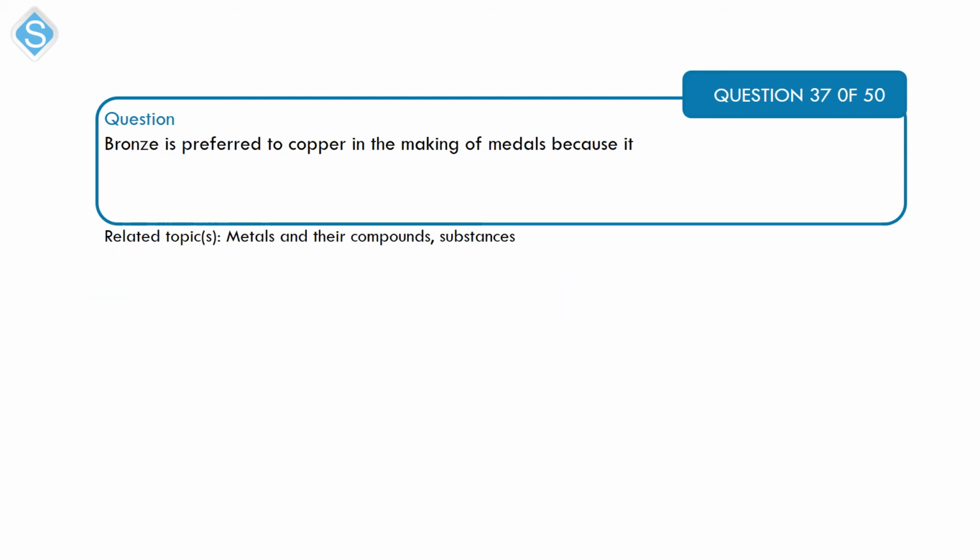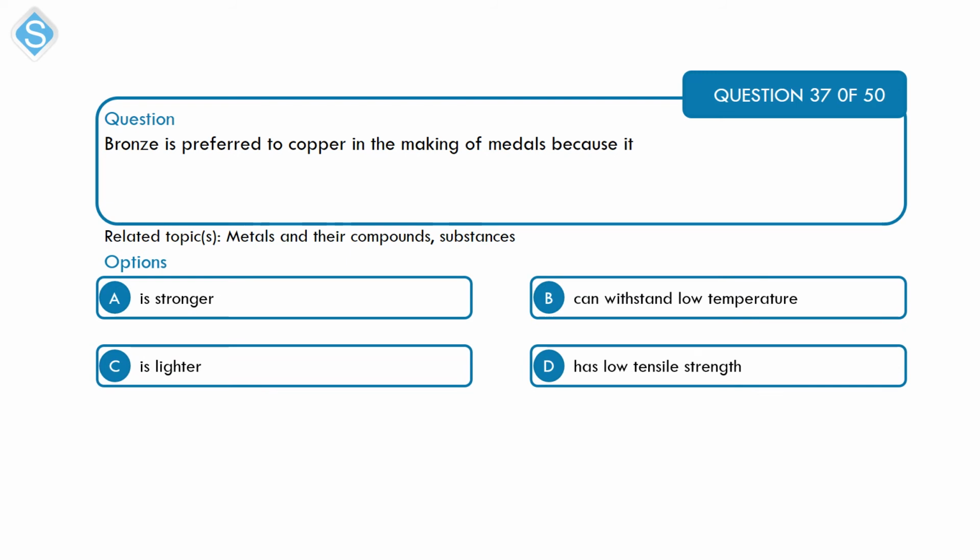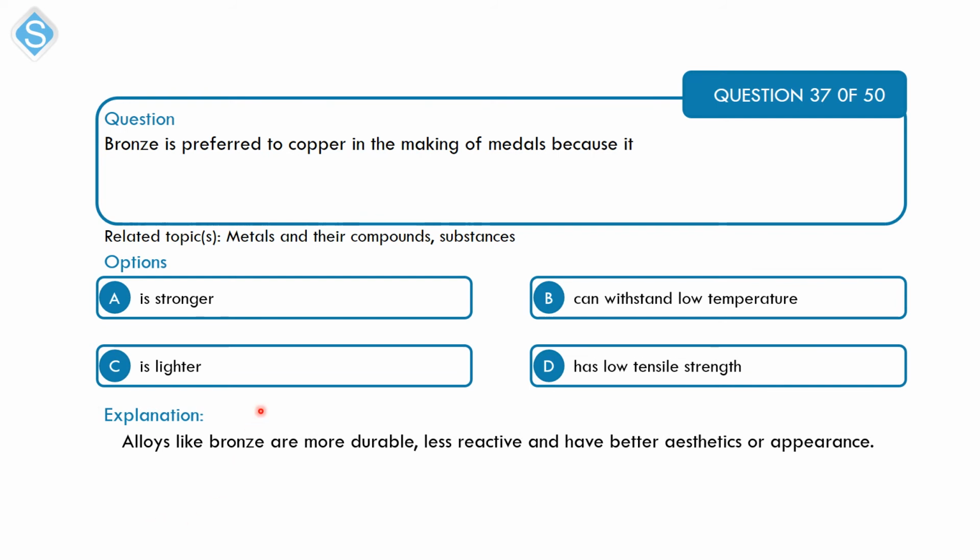Next is on metals and their compounds. Bronze is preferred to copper in the making of metal because it A, is stronger, B, can withstand low temperature, C, is lighter, and D, has low tensile stress. Alright, so alloys like bronze are sometimes preferred as materials because they are more durable, less reactive, passive, and have better aesthetics or appearance. So bronze, which is an alloy of tin and copper, is preferred to copper in the making of metal because it can withstand low temperature.